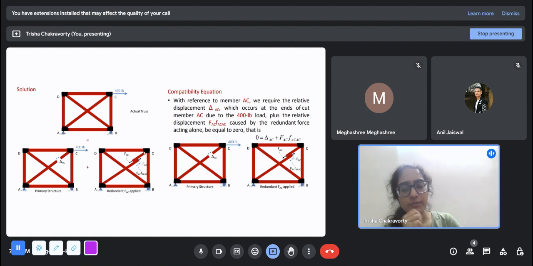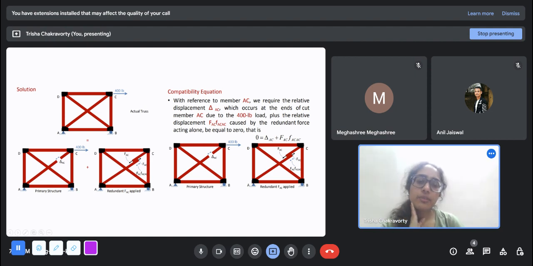There are two FAC forces applied: FAC is at this joint, applied like this, and at this joint, FAC is applied like this. You can see that since these two forces are acting along the same direction, they do not affect the external equilibrium. They will cancel each other out. So that is the primary structure and the redundant structure.